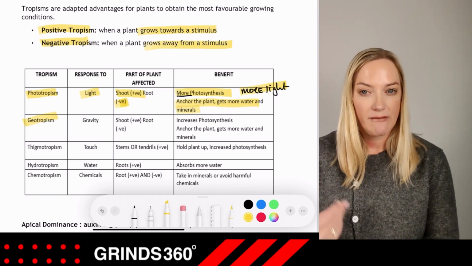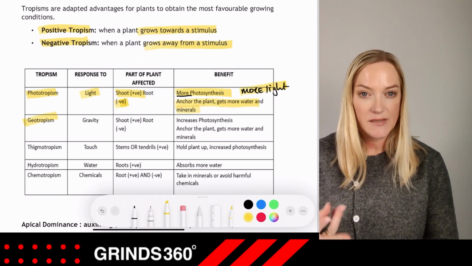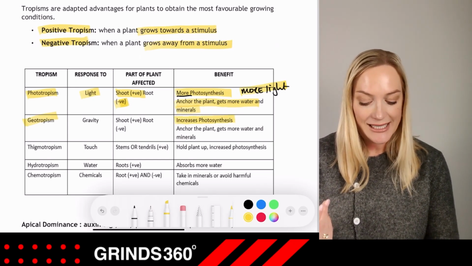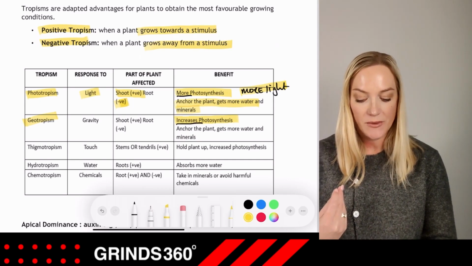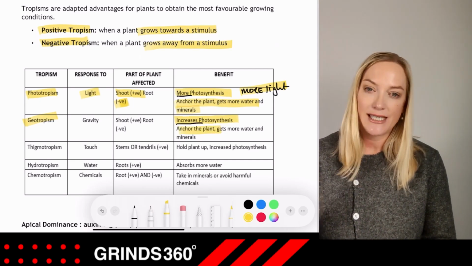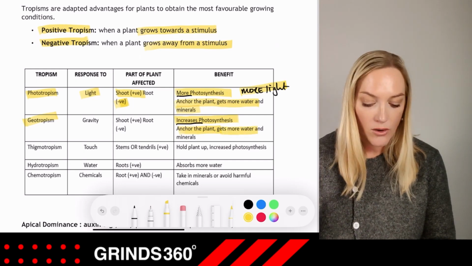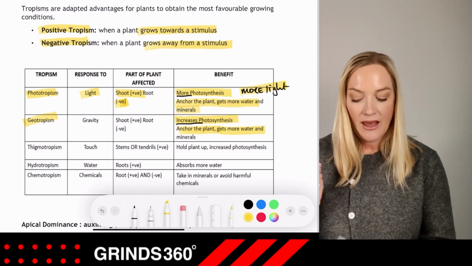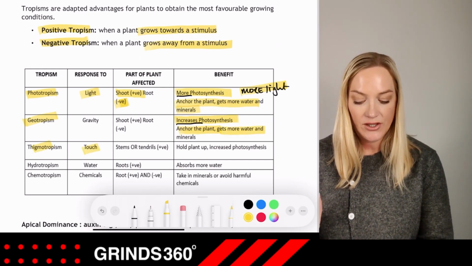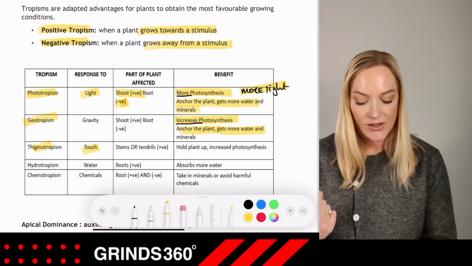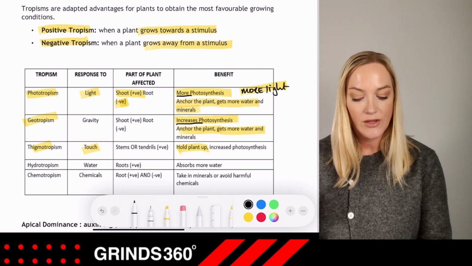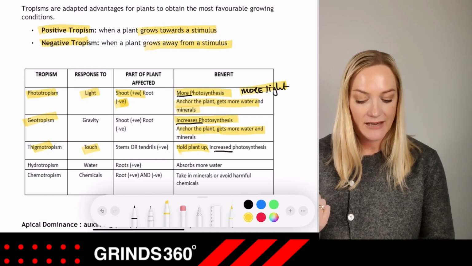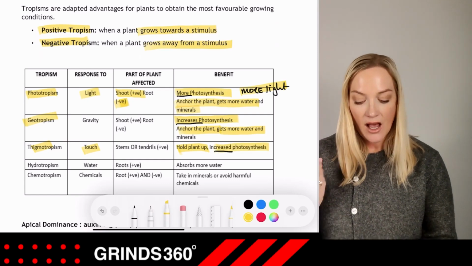Geotropism is response to gravity. So a positive response of that is increases photosynthesis. A negative response to geotropism is that again it anchors the plant, but the plant will get more water and minerals. Thigmotropism, to touch. So that's the stems or the tendrils. What that will do is, to touch, it will hold the plant upright. Why? To increase the rate of photosynthesis.